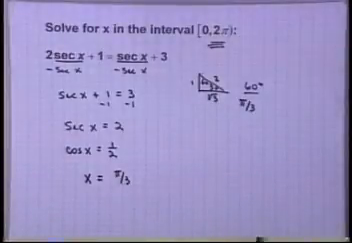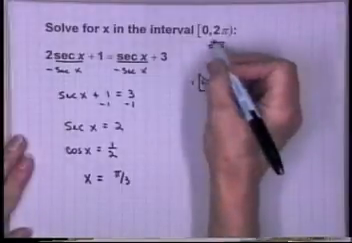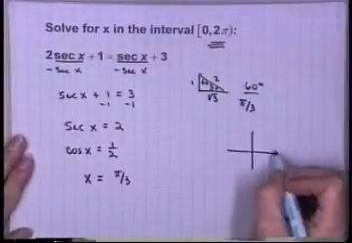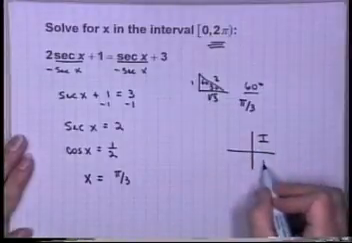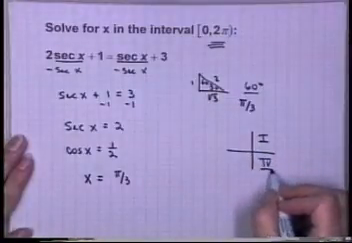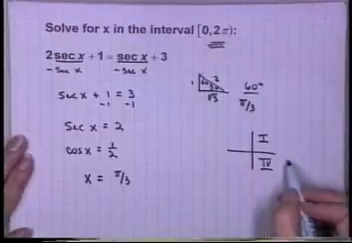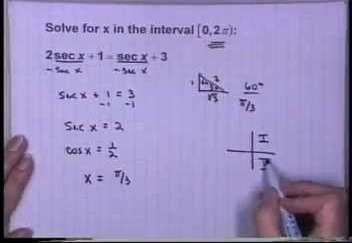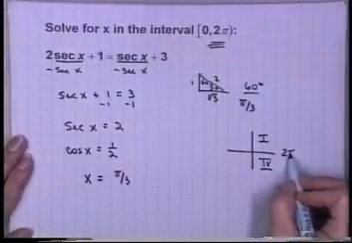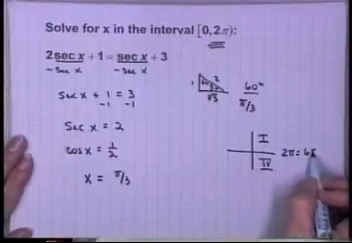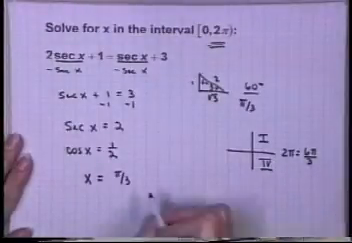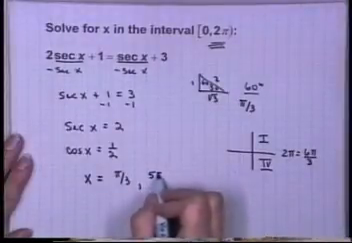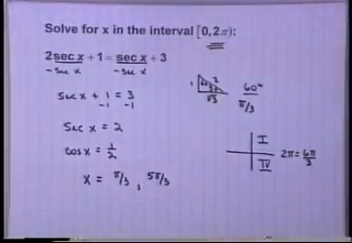Now, is that my only solution? No, it isn't. Remember, we're doing one rotation here. The cosine value here is positive. The cosine is positive in quadrants 1 and 4, right? So if I use pi over 3 as a reference over here in quadrant 4, remember 2 pi would be 6 pi over 3. So if I subtract pi over 3 from 6 pi over 3, I get 5 pi over 3 for that second solution.